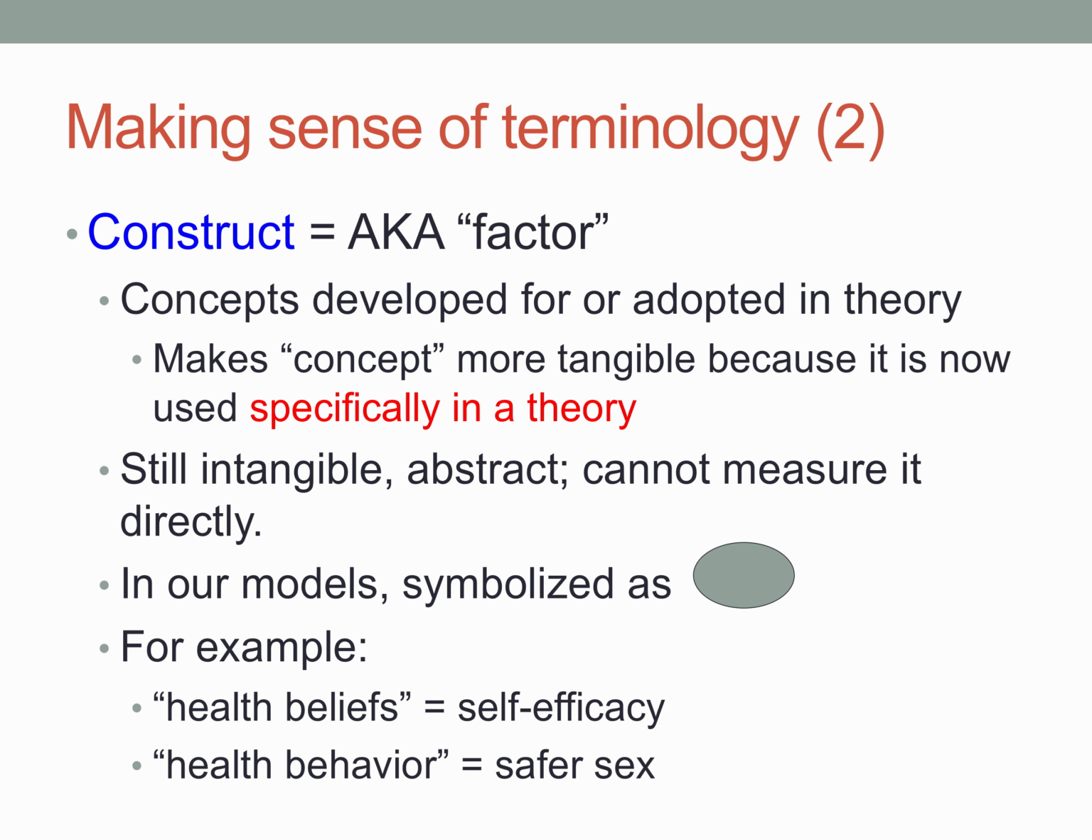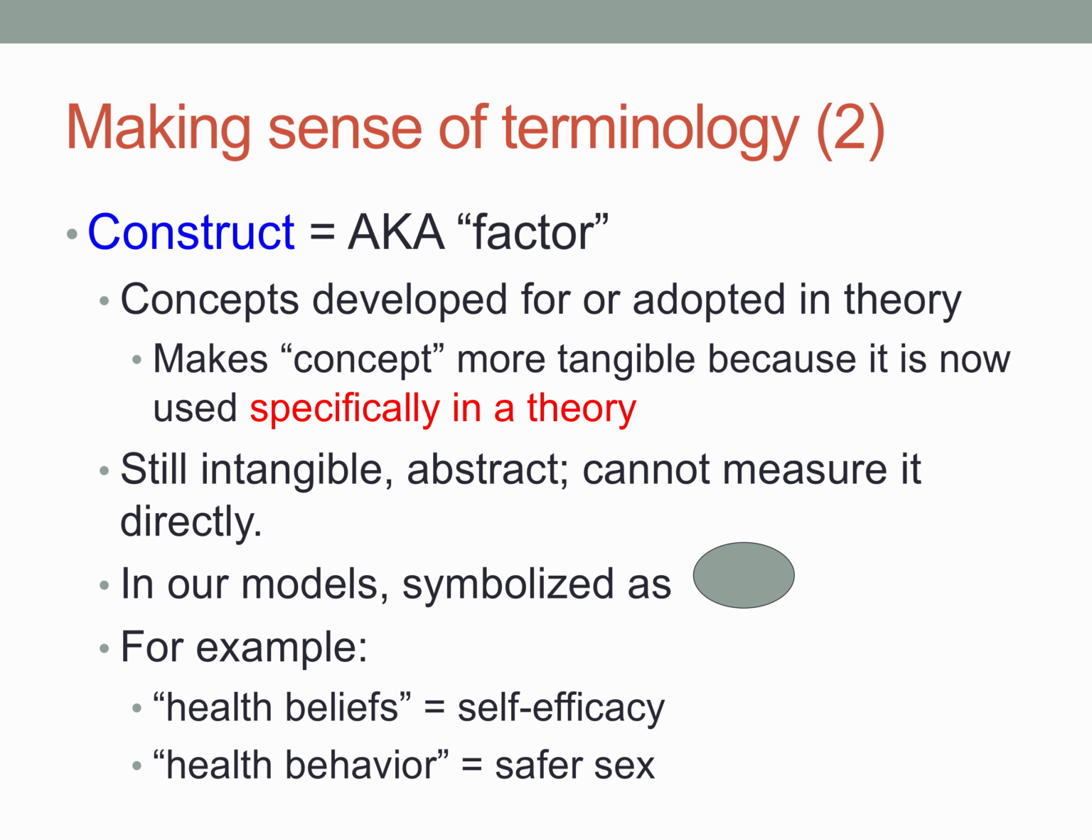But when we start using a theory and start making sense of these concepts, because we are tying that into a theory, those concepts are now considered constructs, also known as factors. And so that cloud then turns into a circle or an oval, because this is now defining a construct that is a little bit more tangible because we are using it in a theory. However, it is still intangible. It is still abstract. We still cannot measure it directly.